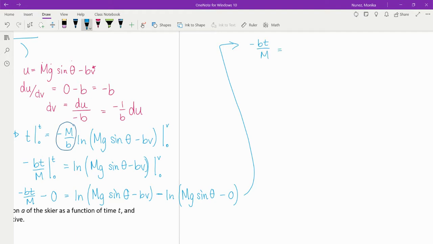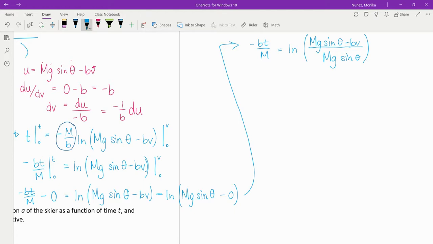On my right-hand side of my equation, I have the natural log of one expression minus the natural log of another expression. There's a rule with natural logs that says if you're subtracting two of them, you can actually divide what's in parentheses after the natural log. So really, this can be expressed as mg sine theta minus bv divided by mg sine theta.